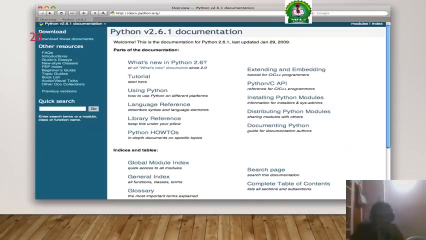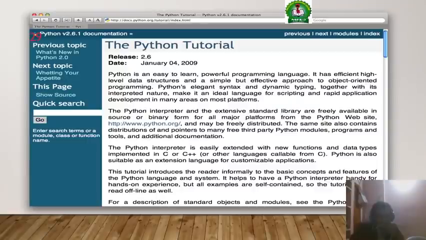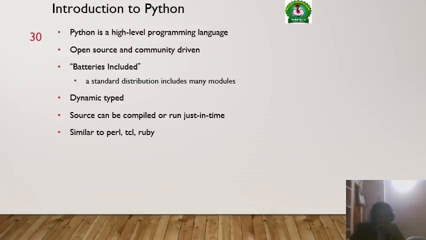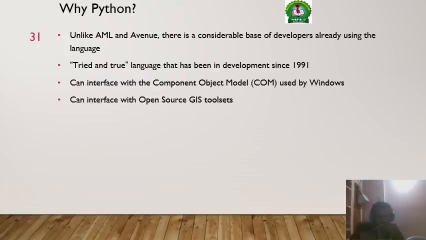And this is the documentation. And Python 2.6 was released in the year 2009. And Python is a high level language, and it is open source and community driven, and the standard distribution includes many more modules, and it is dynamically typed. Source is compiled just in time, and similar to Perl and Ruby, Tcl and Ruby.